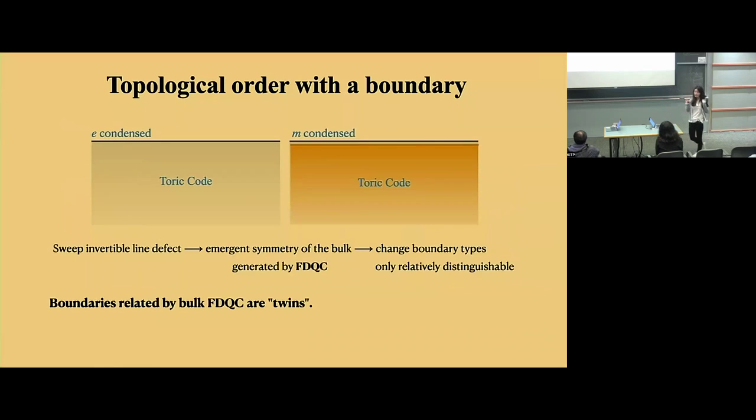So the summary here is that if, in a topological order, we find an invertible line defect in this 2D case, or some invertible codimension-1 defect, it means that this topological order has an emergent symmetry that can be generated by a finite depth quantum circuit. And then, in many cases, this will no longer act as a symmetry on the boundary, so it will change the boundary type. But the two boundary types related this way are only relatively distinguished. So they can generate boundaries that are actually twins.